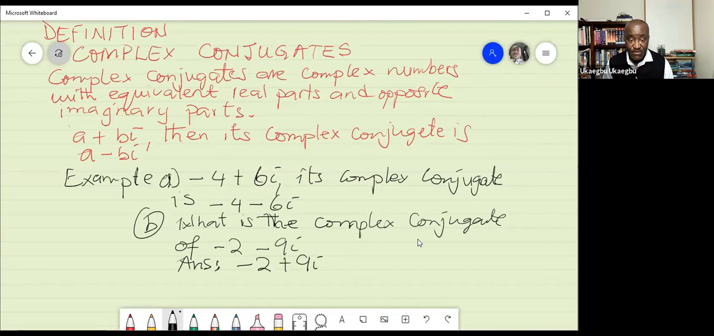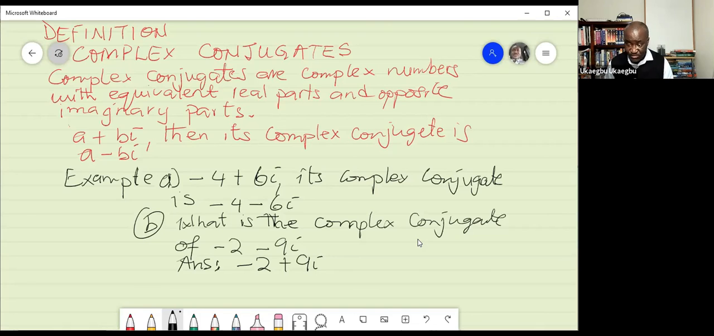Okay, so now the complex conjugate is very, very useful in doing certain things in complex numbers and also in radicals. That's where you have conjugates, most especially.